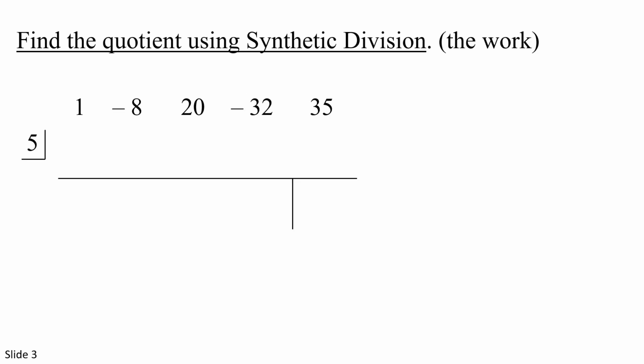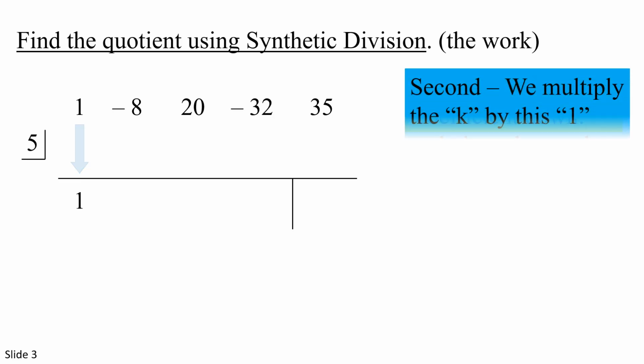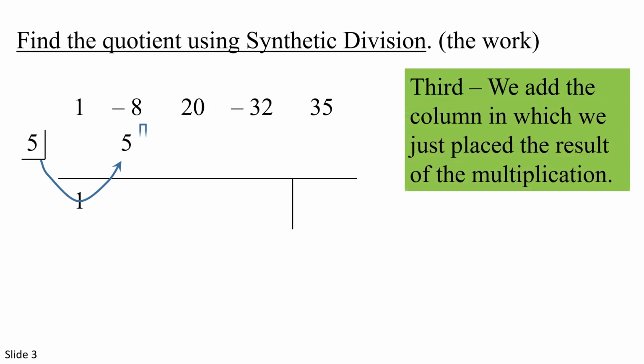Now that we've set it up, we're going to do the work. First thing we do is drop that lead coefficient down. So I'm going to drop the 1 down. Then I'm going to multiply the k, or the 5 in this case, times the 1 and put it underneath the second digit, which is the -8. And then we'll add down. So -8 plus 5 is -3.